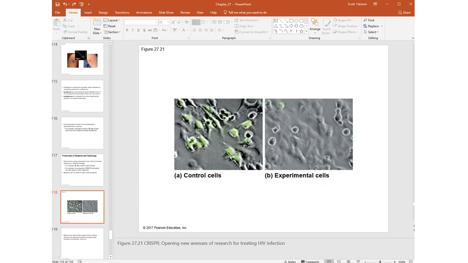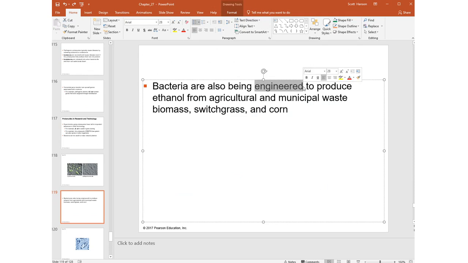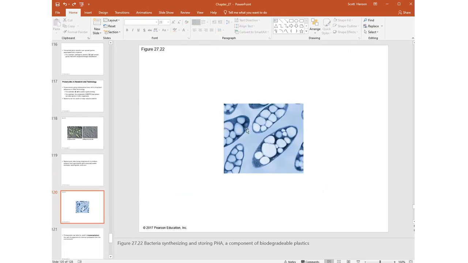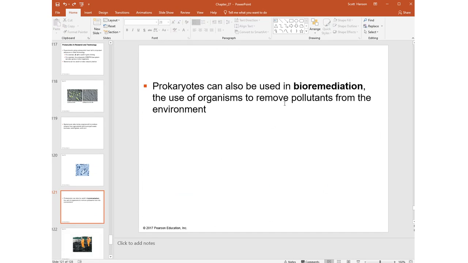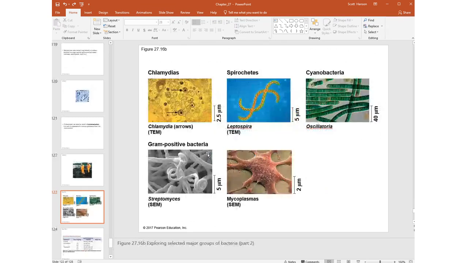And here's an experiment with control cells and experimental cells. And bacteria can be genetically engineered to produce ethanol from agricultural and municipal waste biomass, like switchgrass and corn. Here are some cells that do that. They can be used in bioremediation, using living things to remediate or restore parts of the environment by removing pollution. Some of them can eat oil that's been spilled into the ocean. For example, that's what you see here, an oil spill.